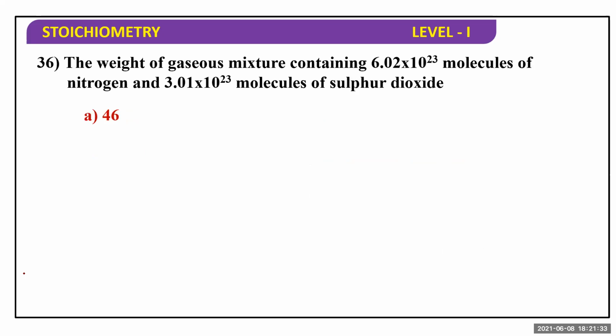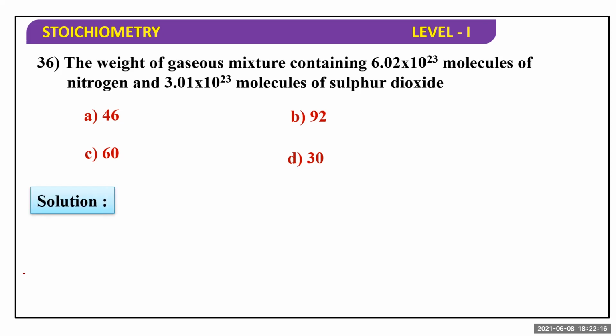The weight of gaseous mixture containing 6.02 into 10 to the power 23 molecules of nitrogen and 3.01 into 10 to the power 23 molecules of sulfur dioxide. So which one is the correct? That means Avogadro number molecules of nitrogen, and 3.01 into 10 to the power 23 molecules of sulfur dioxide, that means half mole of sulfur dioxide.